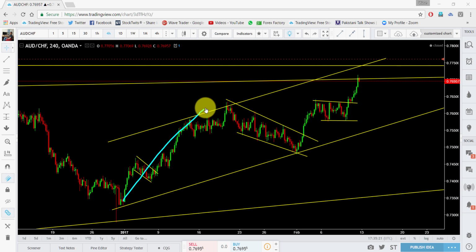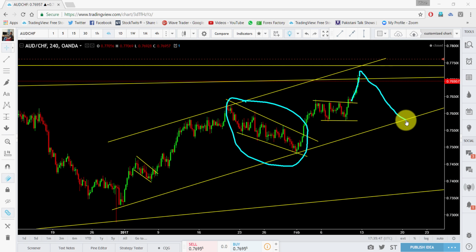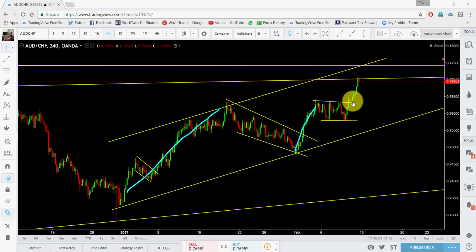So impulse, correction, impulse, flat channel, formed a flat channel. I was anticipating a sell here. We were looking for a buy at this place and we were looking for a sell at this place. So price is breaking out, continuation to the upside. This is very much possible. Again, we may get a corrective move here at this place. We may see again a corrective move over there. This is very much possible, because we can see momentum is still strong and the impulsive move is still strong.